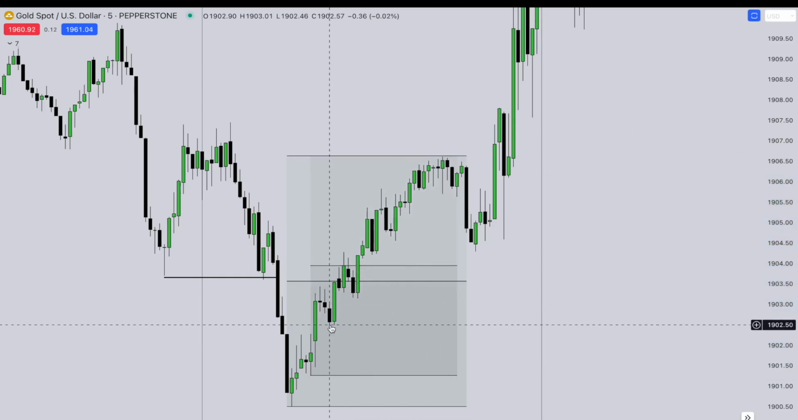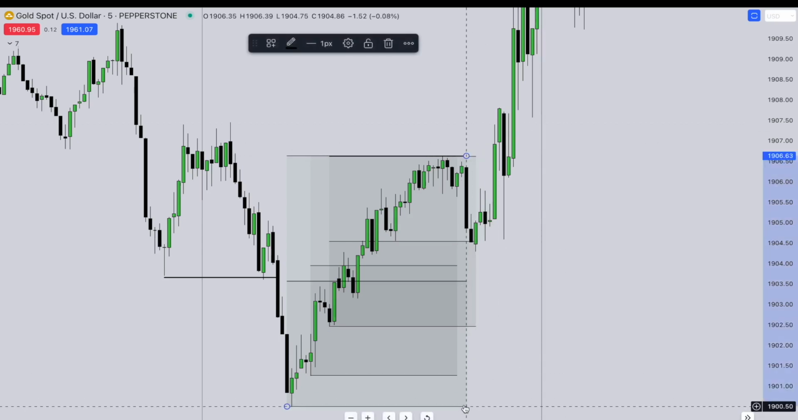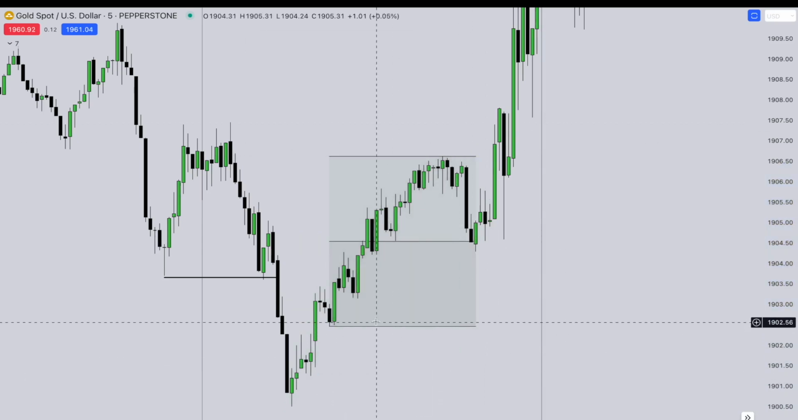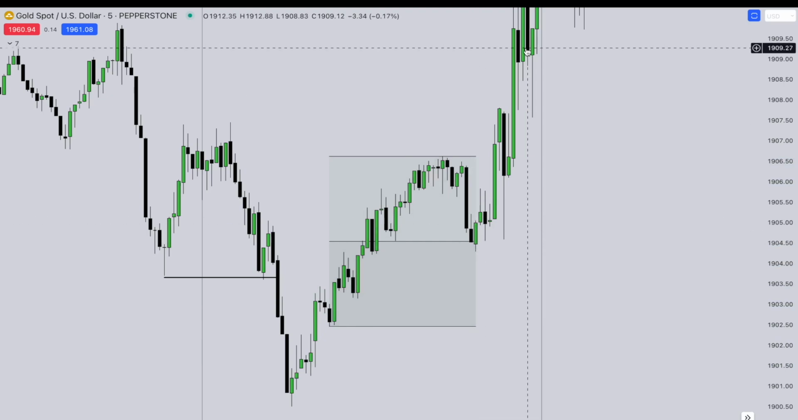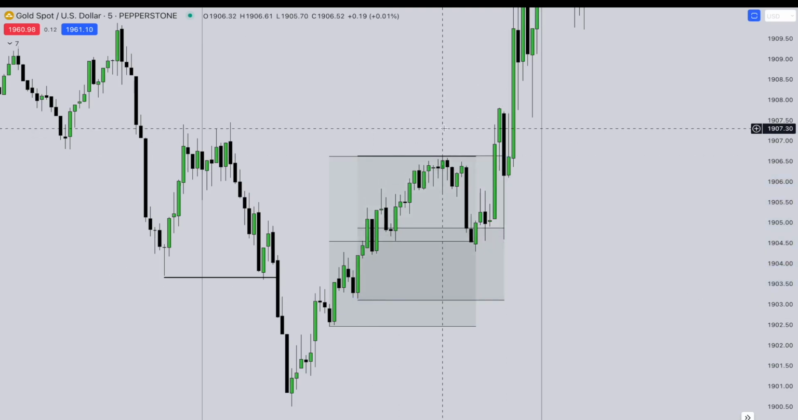See this here? Fair value gap reaction. I have one here also. See that? If you delete the ones that didn't get used, see this? Equilibrium. Boom.